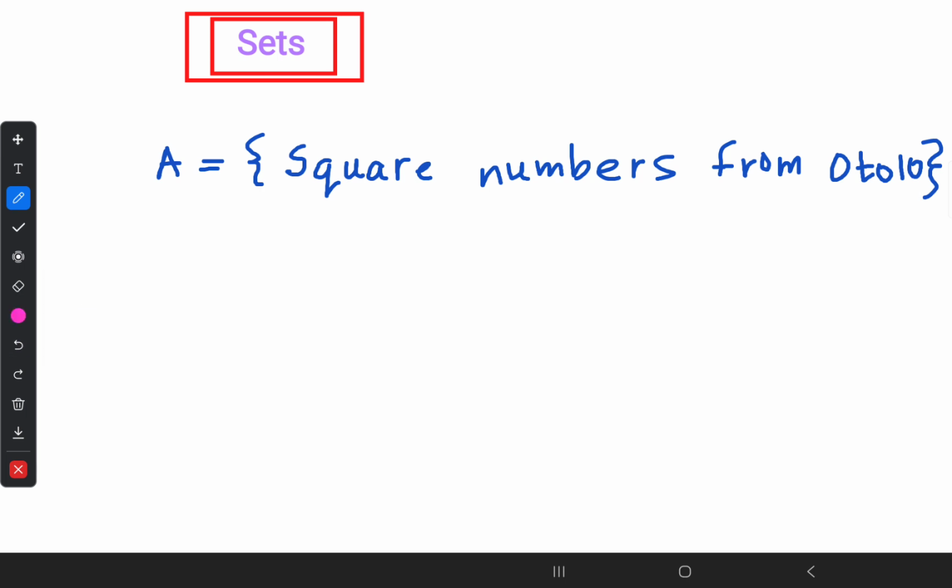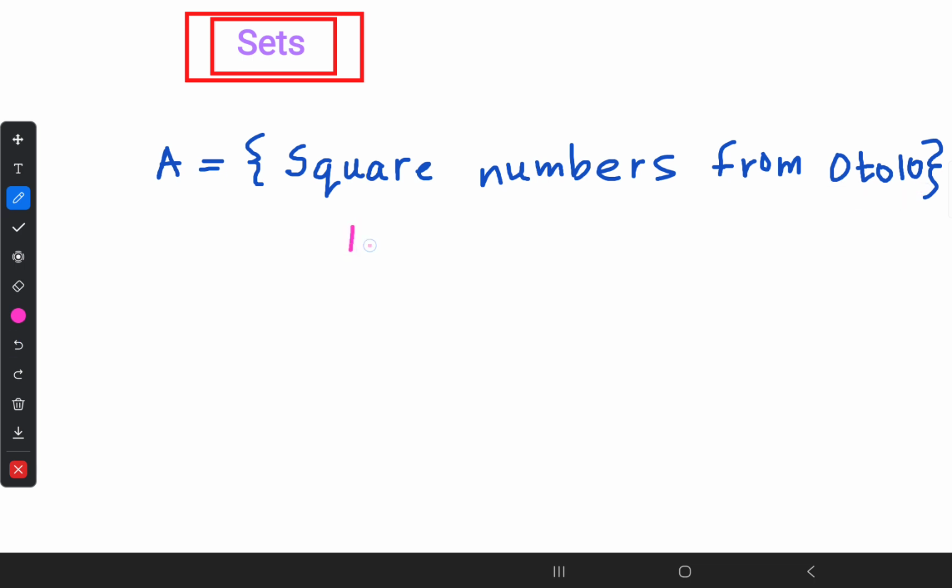This is our question. How to answer that? Same thing. What are the answers for this? Square numbers from 0 to 10. Square numbers means 1 into 1. 1 is a square number. 2 into 2, 4 is a square number. 3 into 3, 9 is a square number. 4 into 4, 16, that is exceeding this given limit. The limit is 0 to 10.